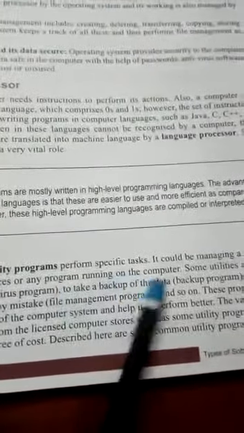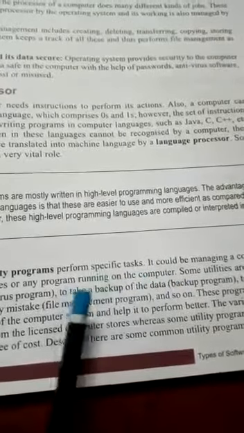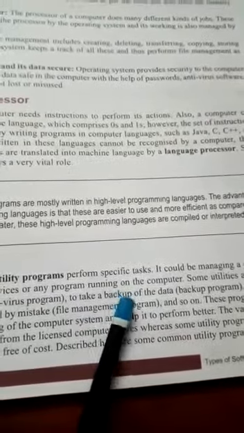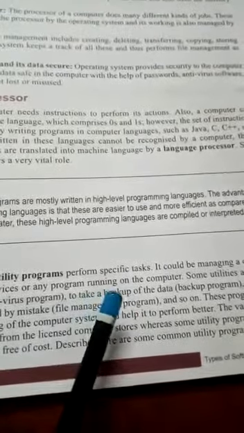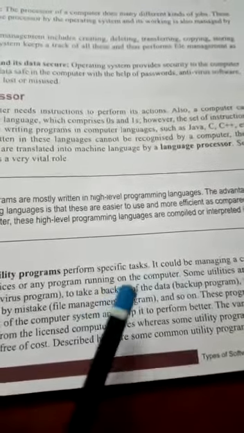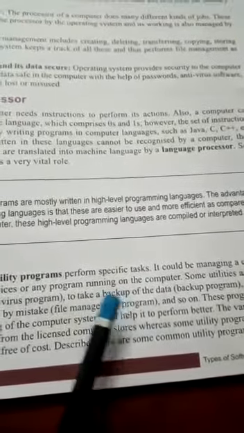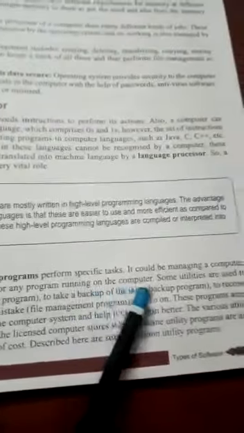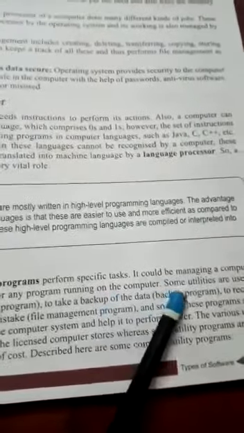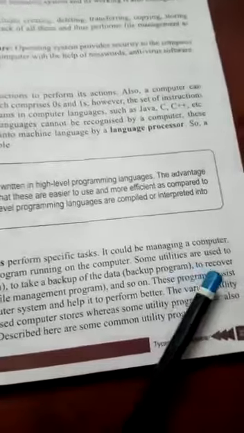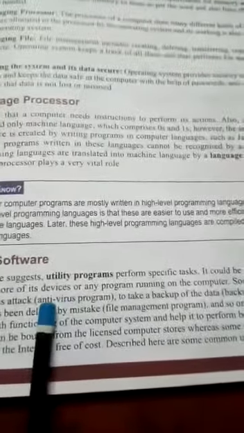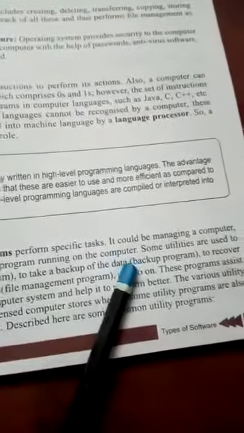And to take a backup of a computer, which means a backup of the data. If the storage is full, we delete everything. If anything is important, we take a backup, like using a pen drive or a memory card. For that also there is a program. That program is also called a utility program, a backup program, to take a backup of the data. It will manage the computer devices, protect our computer from virus attacks, and back up all the data.